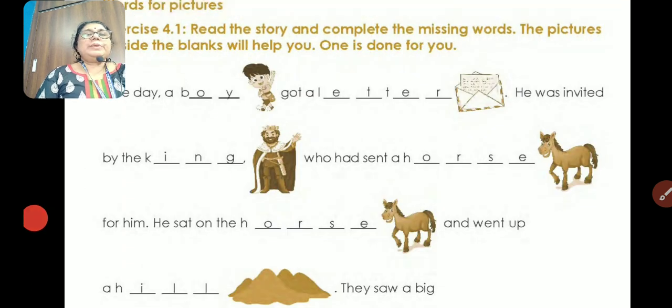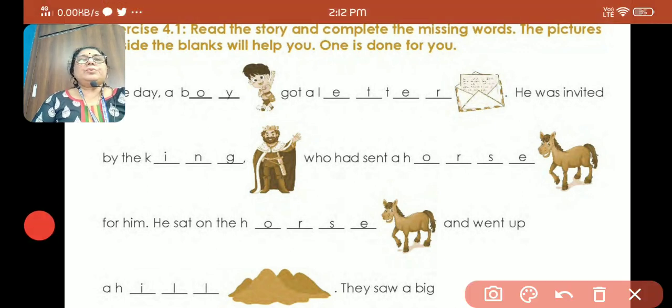Now we are going to do exercise 4.1. Right. Here we have got to fill up. This is to fill up the words. We have to make the words. The picture of the word is given, and we have to fill the spellings. The blanks they have put, we have to write the correct spellings on it. Right. So the first one you see, read the story.